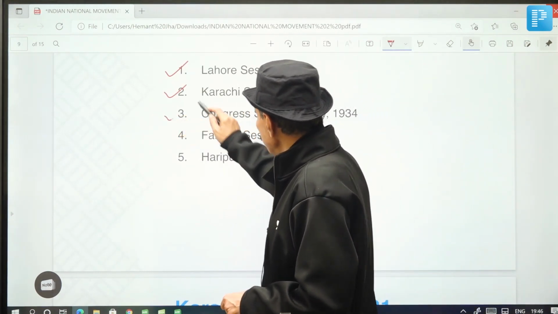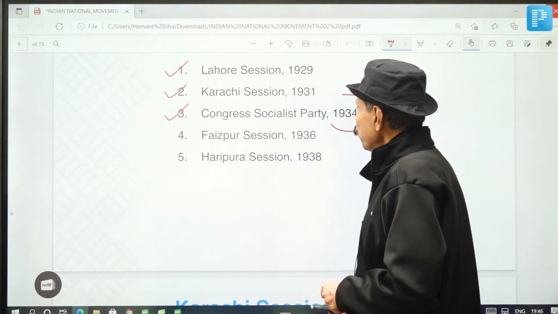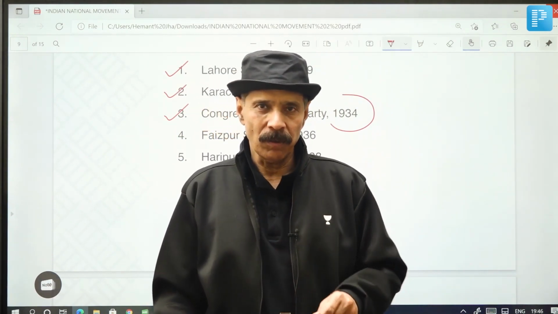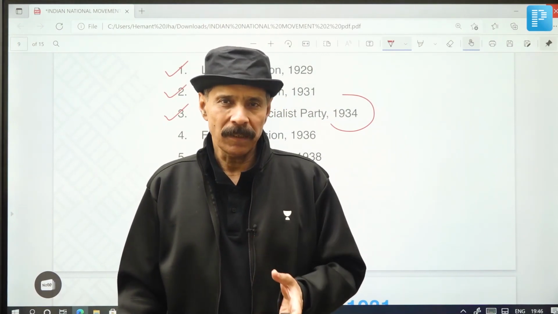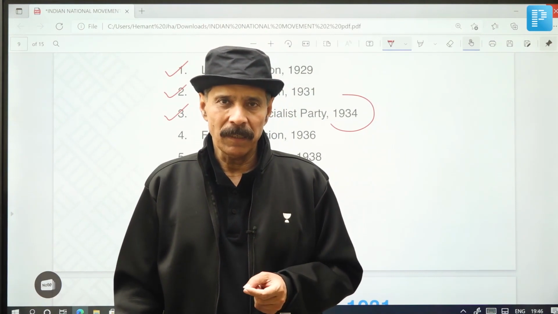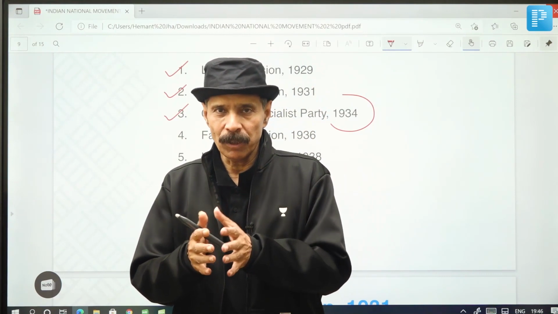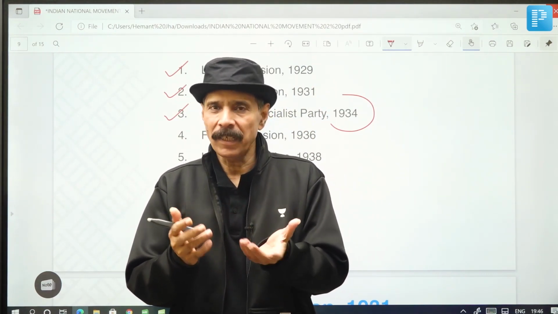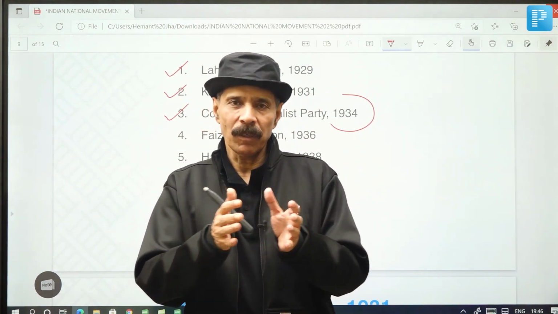Next one is number 3, Congress Socialist Party, set up in 1934. This was a party within Indian National Congress. So this was also a unique case, because formation of the party meant now the socialists had a separate membership, separate constitution as well, and a separate vision, as I have discussed. But they were also the part of the Congress.